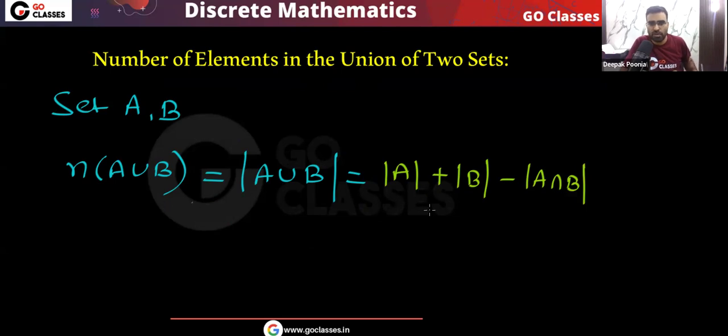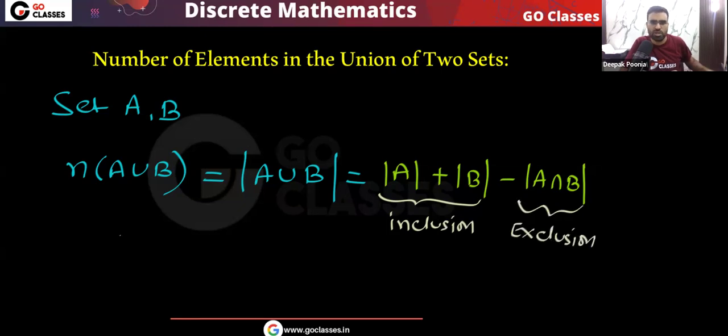I hope you understood. This is called inclusion exclusion principle. Why? Because you can see first we are including, and then we are excluding. So that is the reason this is called inclusion exclusion principle. Okay, first we are including, then we are excluding. Very simple. So this is the formula.